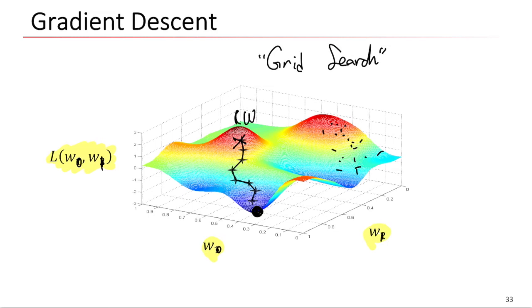Let's say W0, W1. This one means, let's say, the 0. The 0 means the initial state of our parameter.